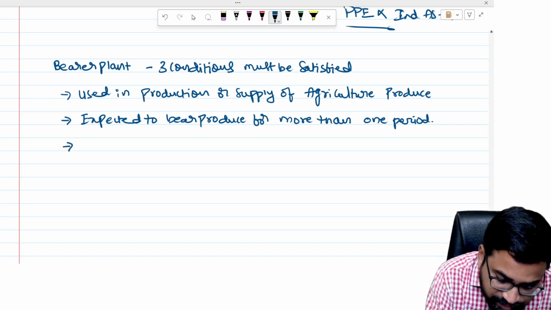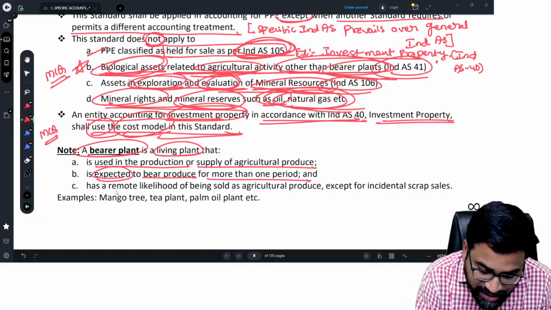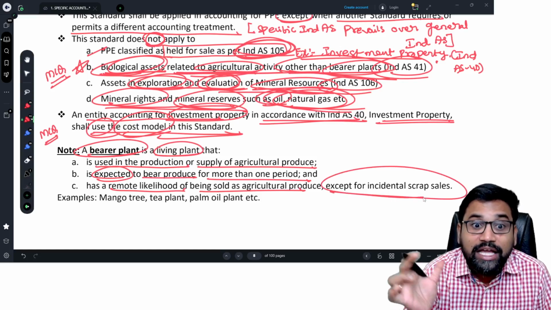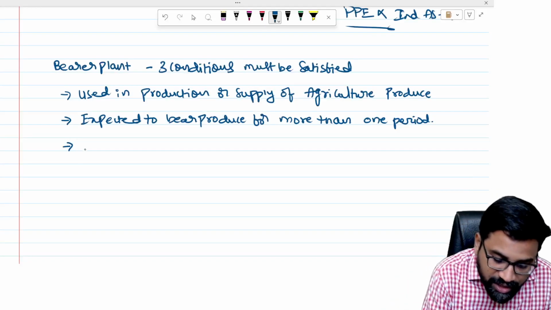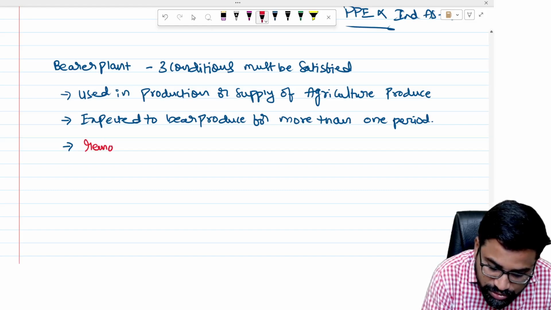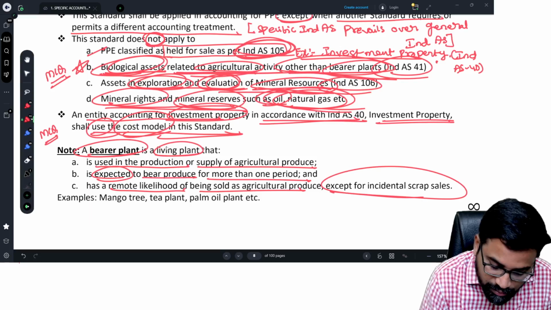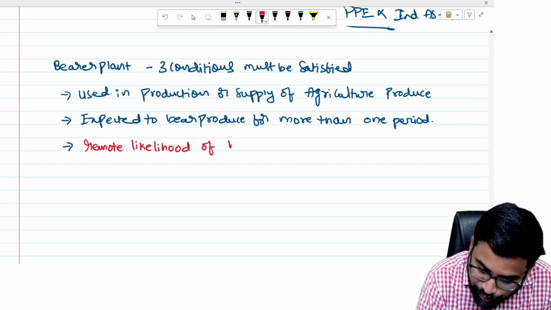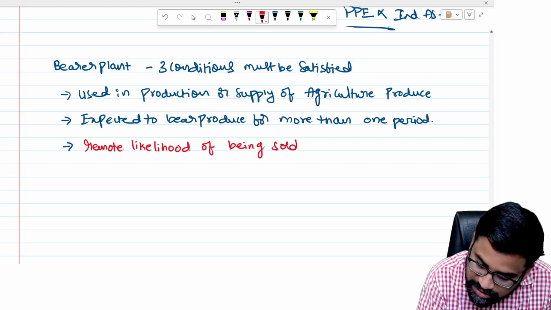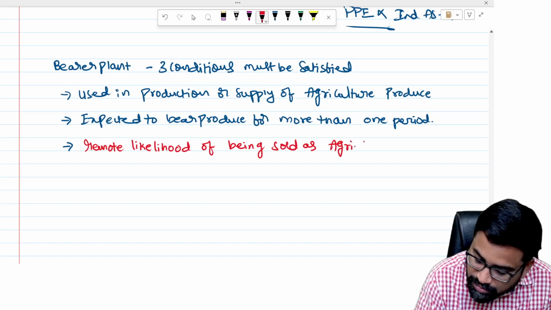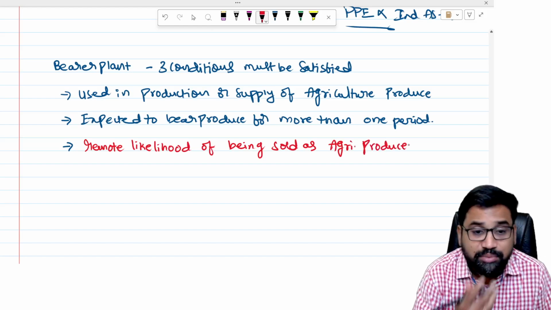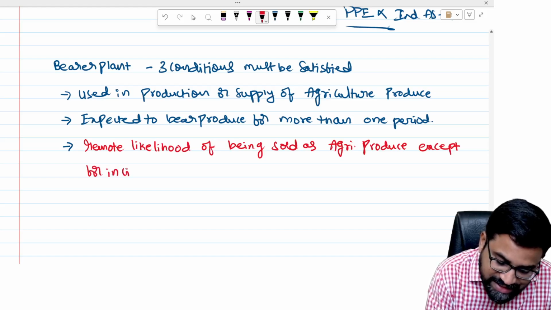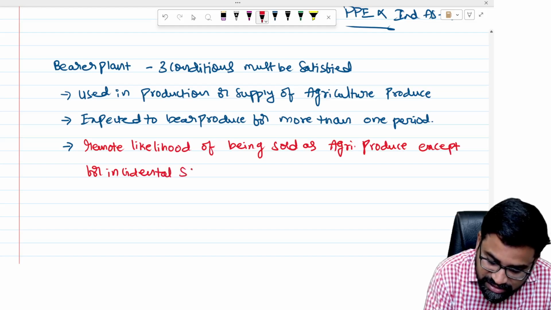And the last condition is that there is a remote likelihood of it being sold as an agriculture produce, except for incidental scrap sales. That means a remote likelihood of being sold as an agriculture produce, except for incidental scrap sales.